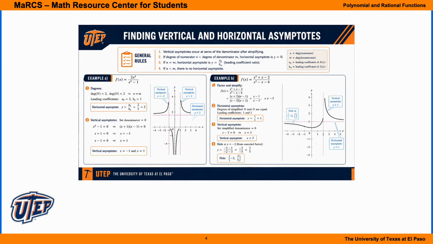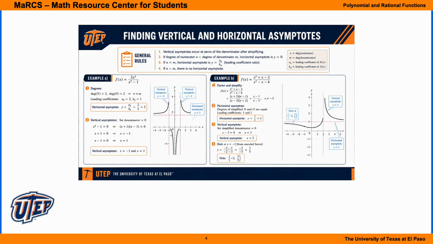For example A, we're given the function f of x is equal to 2x squared divided by x squared minus 1. So first we will be comparing the degrees. Since they are equal to each other, we have an exponent of 2 in both the numerator and the denominator. Then we will be comparing the leading coefficients. The leading coefficient in the numerator, a_n, is equal to 2. The leading coefficient of the denominator is equal to 1. So that means the horizontal asymptote will be a_2 divided by b_2, which is equal to 2 divided by 1. So our horizontal asymptote is y is equal to 2.